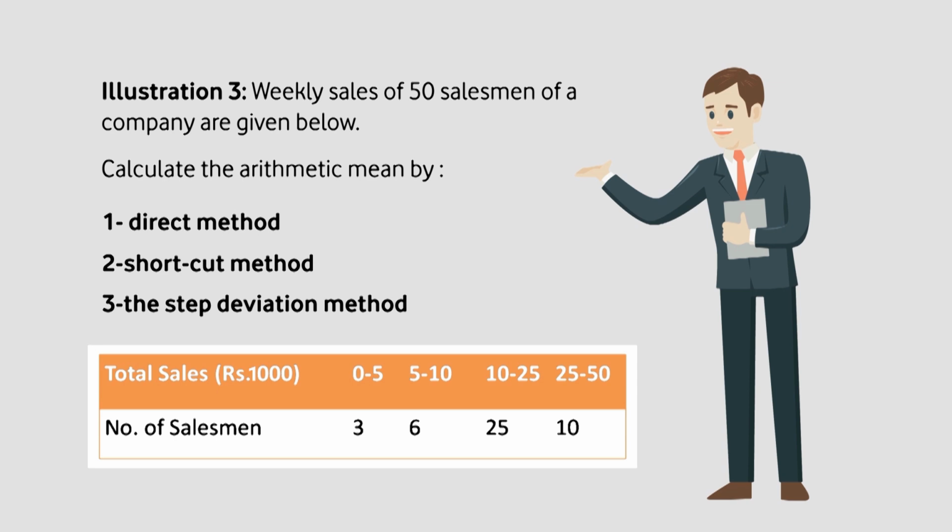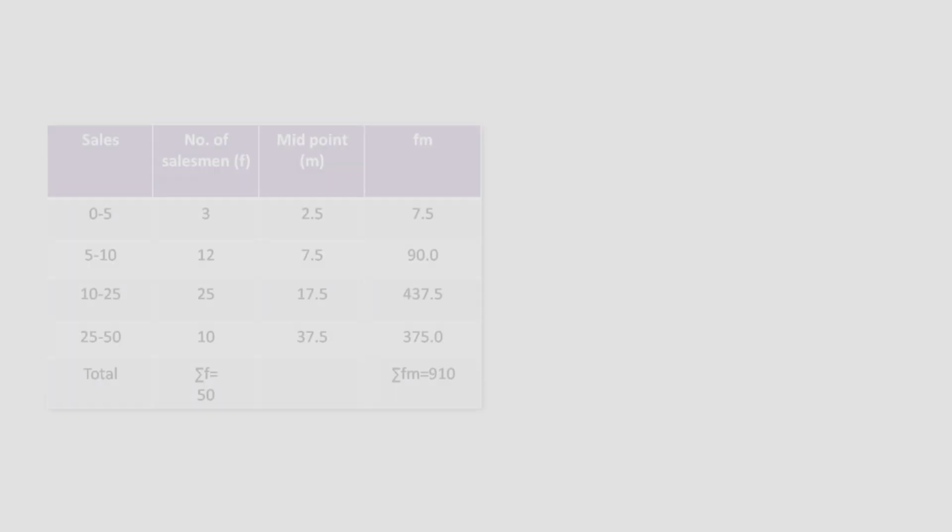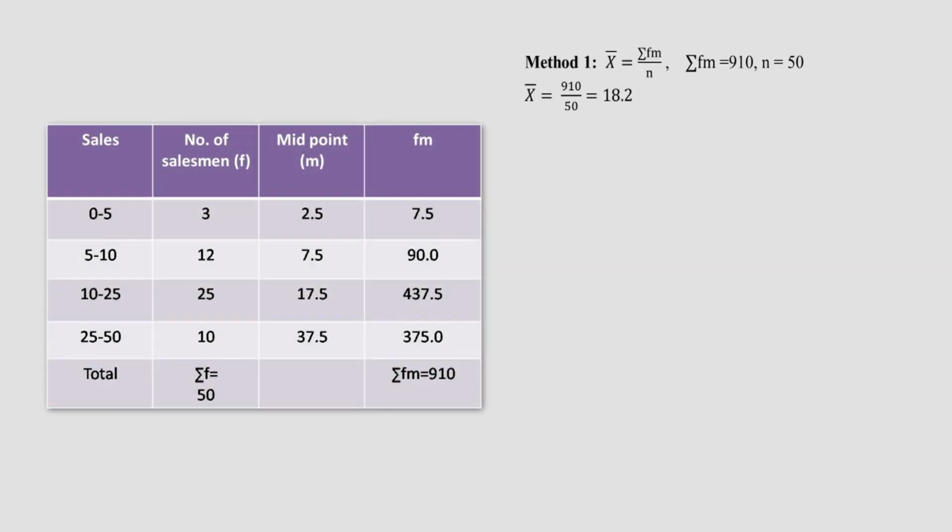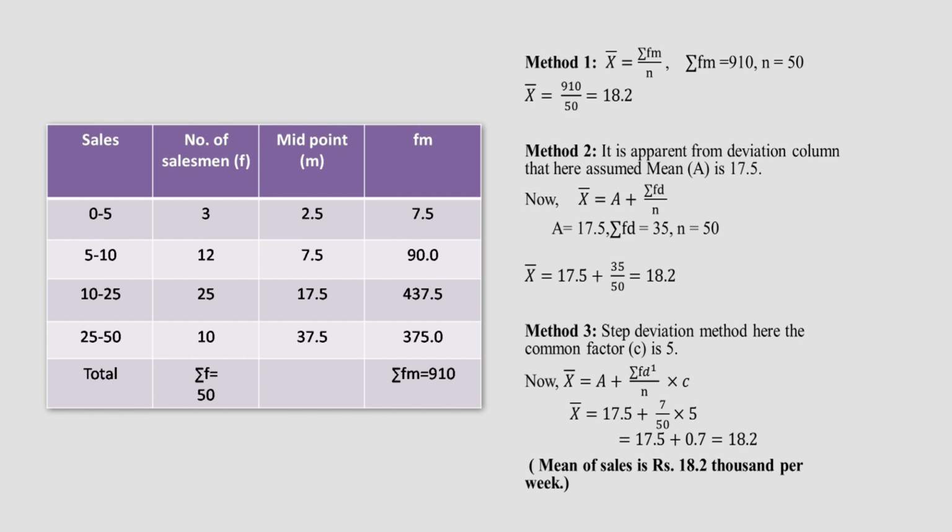Total sales is in rupees 1000. From 0 to 5000 there are 3 salesmen, from 5000 to 10,000, 6 salesmen, from 10,000 to 25,000, 25 salesmen, and from 25,000 to 50,000, 10 salesmen. This is the data set which is given. Now let us see how we calculate mean in this case. The value is of course sales, and sales is given in class intervals, that is 0 to 5000, or 0 to 5, 5 to 10, 10 to 25, 25 to 30.